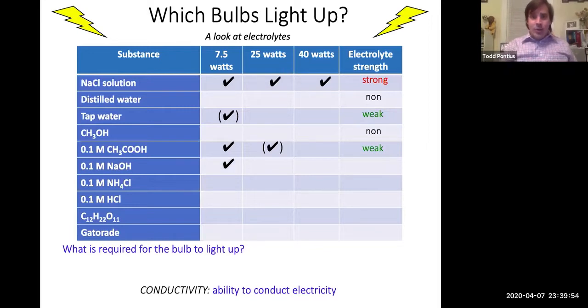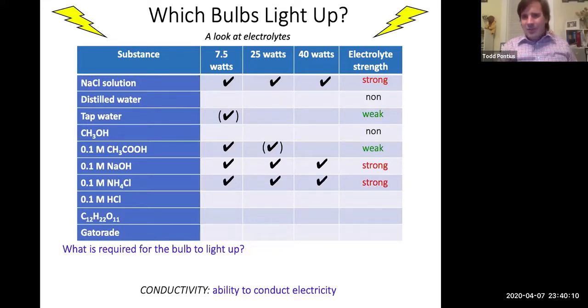NaOH. NaOH will light up that bulb, and that bulb. It is a strong electrolyte. It is a strong base. Again, we're going to take a closer look at a lot of these. Then we have ammonium chloride, an ammonium salt. Salts are strong electrolytes. Wham, wham, wham, strong.